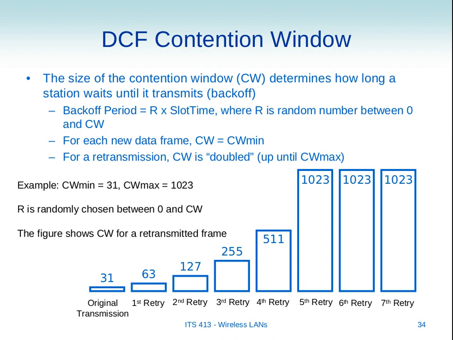If two stations finish their deferral at the same time, if there was no back-off, they would both transmit their data at the same time, resulting in a collision. So that's why we introduce this back-off period, which is randomly chosen. The random number means that hopefully, in most cases, one station will choose to back off a smaller number of slots than the other.